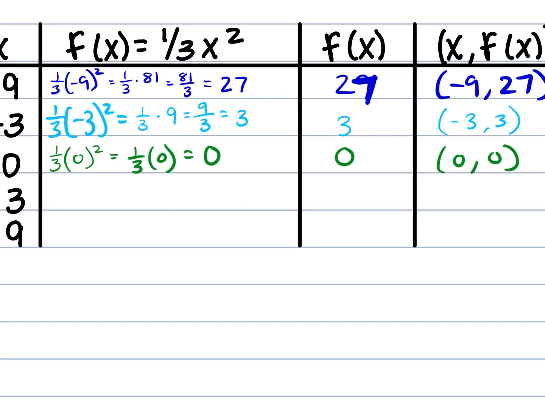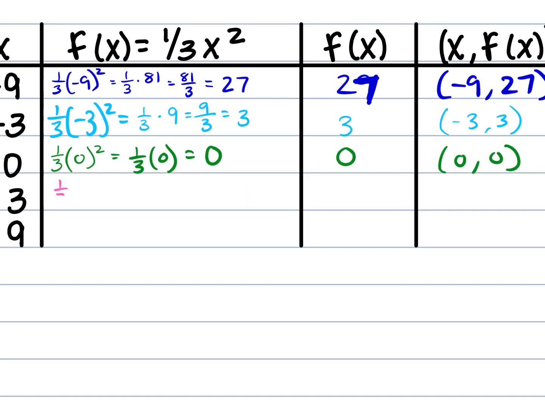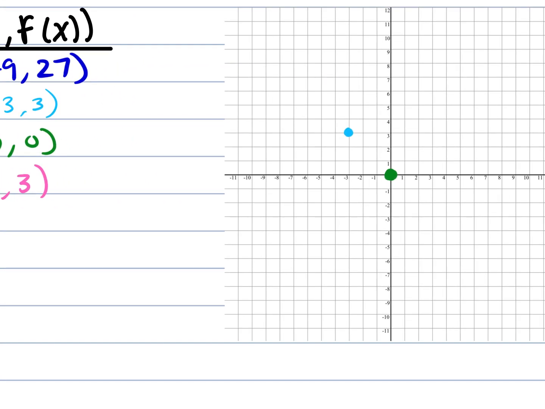Next, let's plug in 3. 1/3 times 3 squared. What's 3 squared? 9. And 1/3 times 9 would be 9/3. What's 9/3 simplify to? 3. So our next point would be 3, comma 3. So in our graph, we're going to go to the right 3 and up 3.